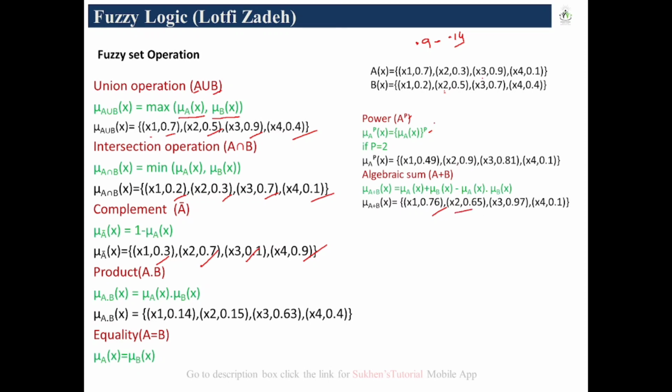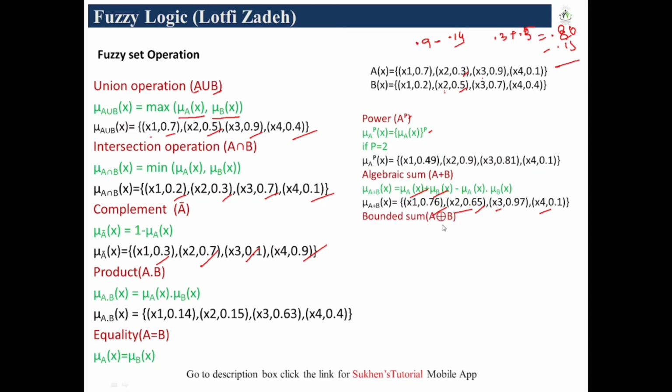In the same way, for x2, 0.3 plus 0.5 is equal to 0.8, minus the multiplication of 0.3 and 0.5, that means 0.15. So the result is 0.65. In the same way we can calculate x3 and x4. So this is the result of the algebraic sum of A plus B in fuzzy set operation.